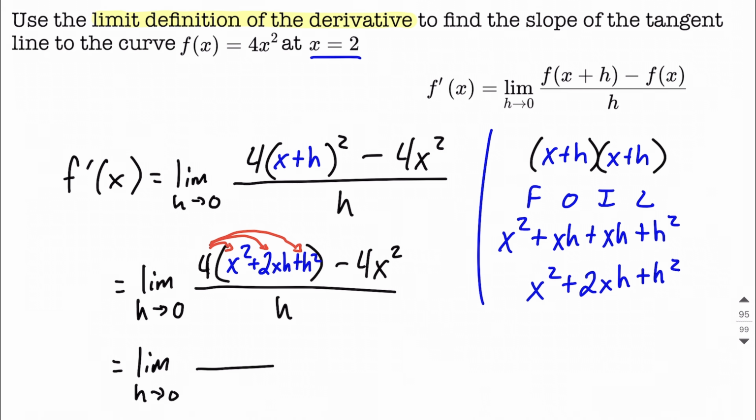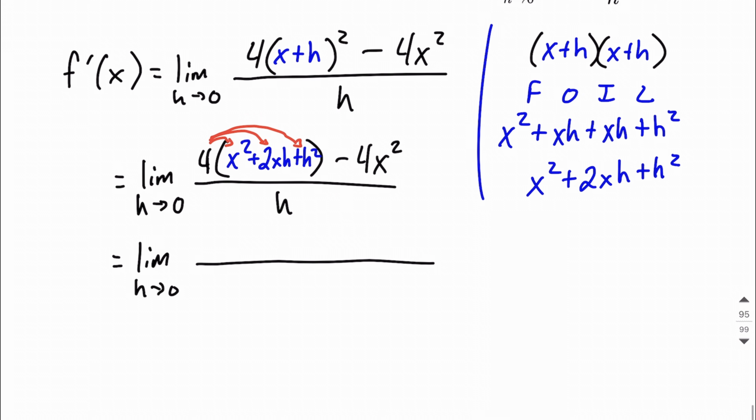And do copy that down each time. You don't want to lose easy points as you're working through this limit definition. So distributing the 4, that's going to make 4 times x squared is 4x squared. 4 times 2xh is going to make 8xh. And 4 times h squared is going to be plus 4h squared. Bring along our minus 4x squared from the end there, and it's still all over h.